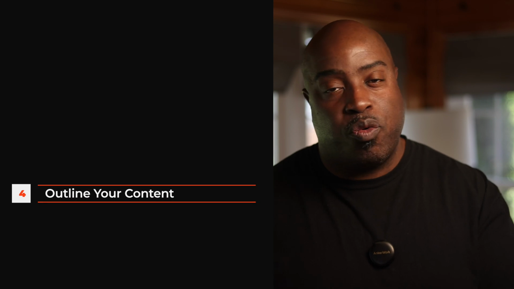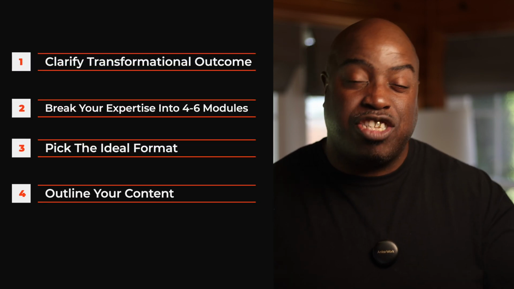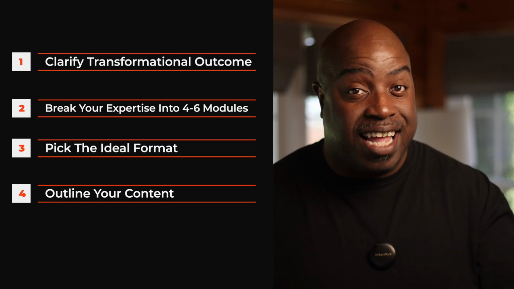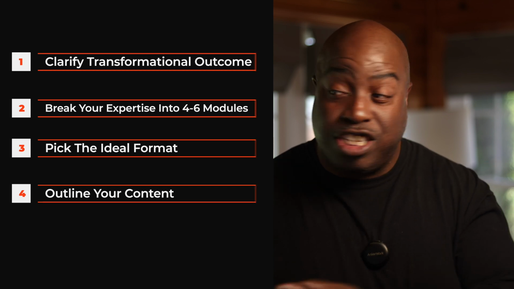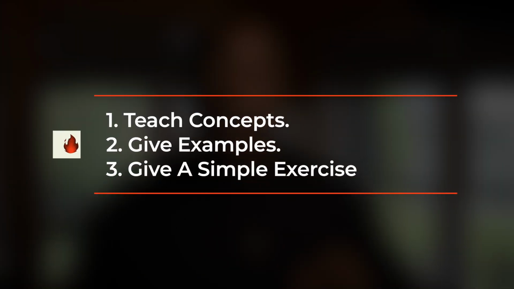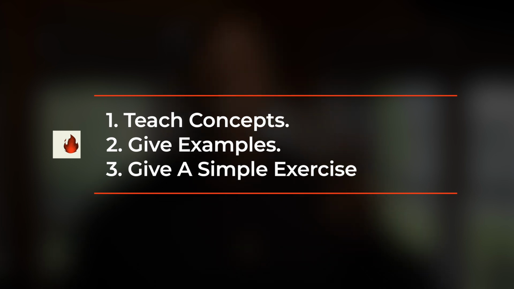Next, you outline your content. Each piece of content that you create, you should have an outline for it that's 3 to 5 bite-sized steps. And you want to focus on 3 things and 3 things alone. First, teach concepts. Second, give examples. And thirdly, give a simple exercise. That's it. Don't do more, don't do less. I'm telling you, we've tested this extensively. You just want these 3 steps if you want your digital asset to be successful.